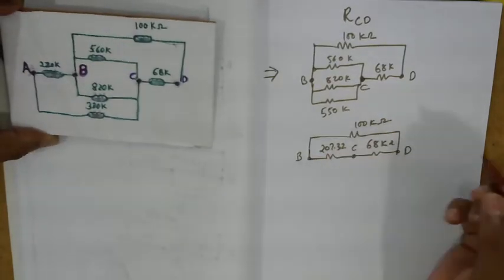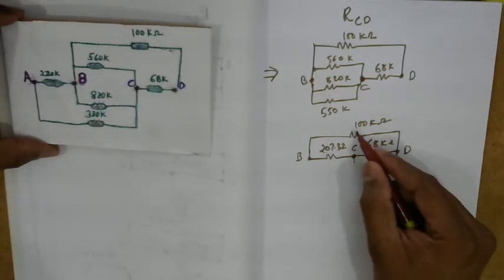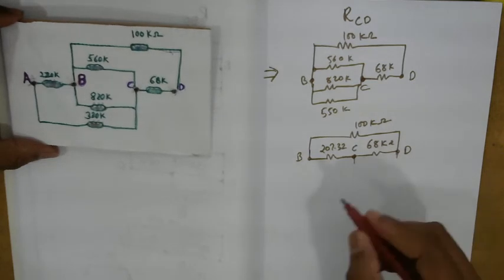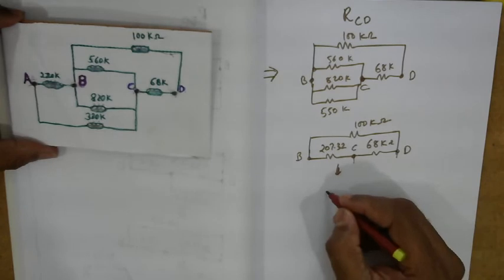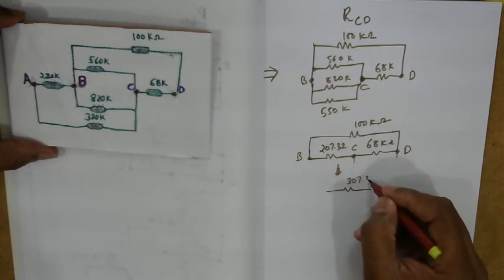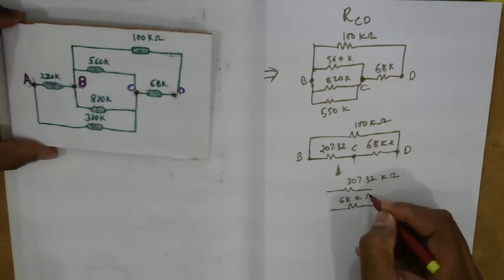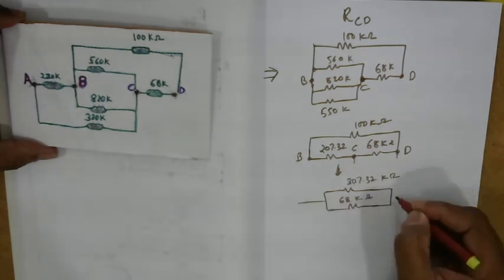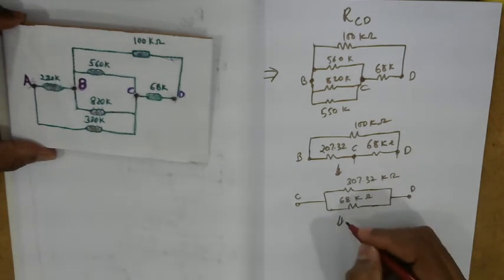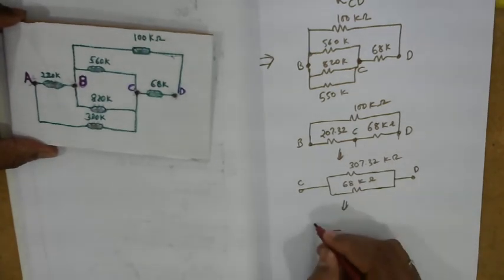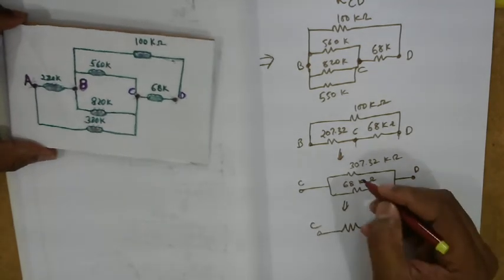Now because I'm interested in resistance between C and D, these two will become series and in parallel with 68. Okay, so this becomes like this. 207.32 plus 100 will be 307.32 kilo ohms, parallel with 68 kilo ohms, and this whole thing is now point C and point D. Okay. So from this I'll directly get the resistance RCD, which is a parallel combination of these two.